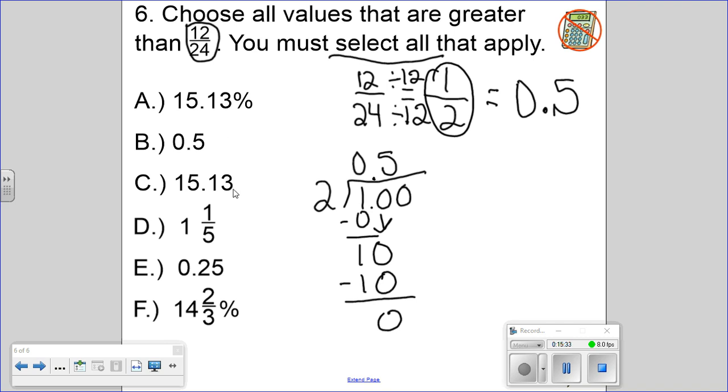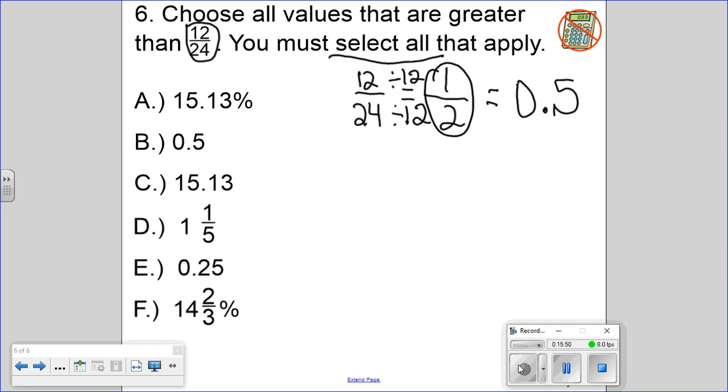Now that I know what my answer or my question is as a decimal, I need to take each of these answer choices and decide which one of these are greater. It's probably going to help me if I convert these to decimals also, because it's easier to compare numbers when they're all in the same form. So I'm going to erase some of my work here so that we have room to show our answers and how we change those to decimals.